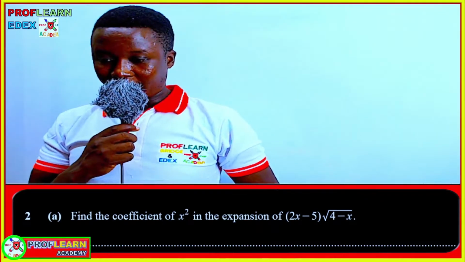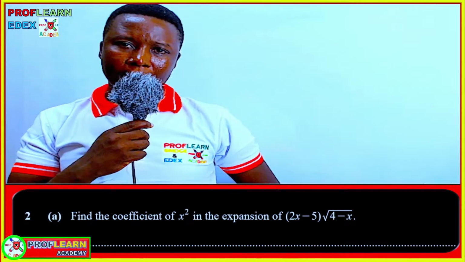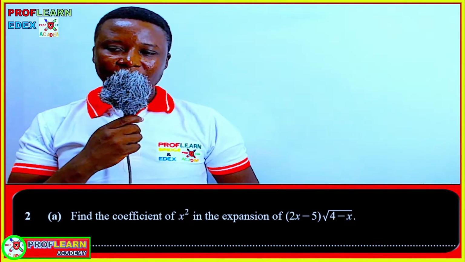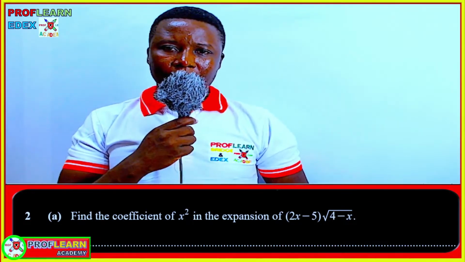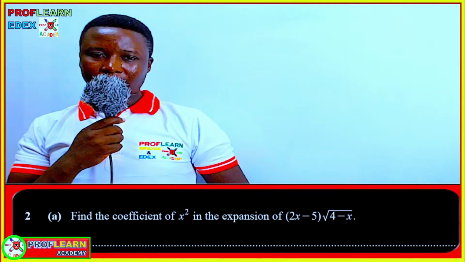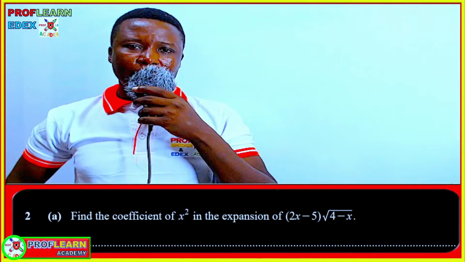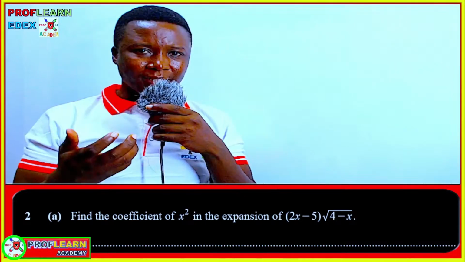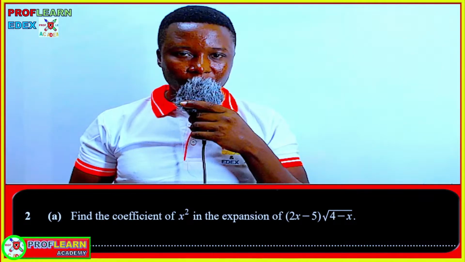In this particular video, we're going to have a discussion on how to perform questions to do with binomial expansion. We're going to look at this question, whereby you are supposed to find the coefficient of x squared in the expression 2x minus 5 root 4 minus x. How are you supposed to do this particular question? This is a question that you can be tested on when you are doing P3 papers. So basically this video is going to enable you to know exactly what steps you are expected to follow in order to work out such kinds of questions.